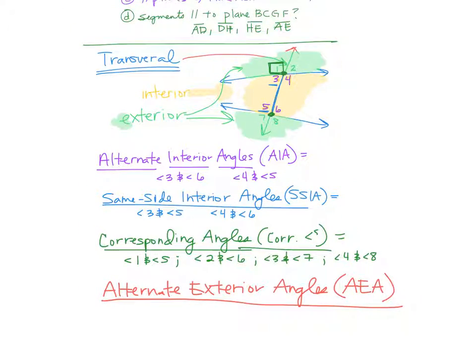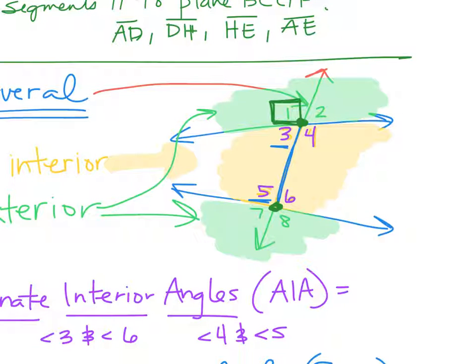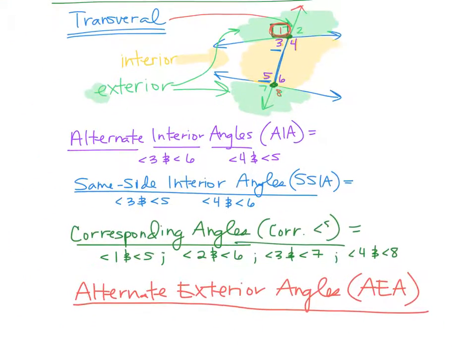Can you tell me what alternate exteriors would be in this picture? Alternate exteriors. So if I'm starting, let's start with angle 1, okay? Angle 1 would be an alternate exterior with what other angle, Nolan? That would be angle 8, right? It's on opposite sides of the transversal, but outside of the 2 lines, okay? So angle 1 and angle 8. And then the other one would be angle 2 and angle 7.